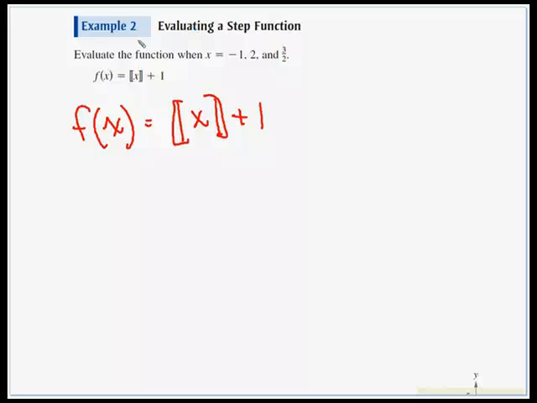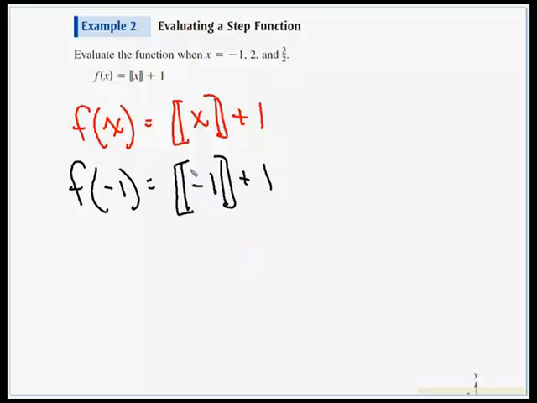Now we're going to evaluate at a couple different x values here. F of -1 means we're going to do the step of -1 plus 1. Well, -1's already a whole number, so the step bars aren't going to do anything. That's just going to be -1 plus 1, which is 0.